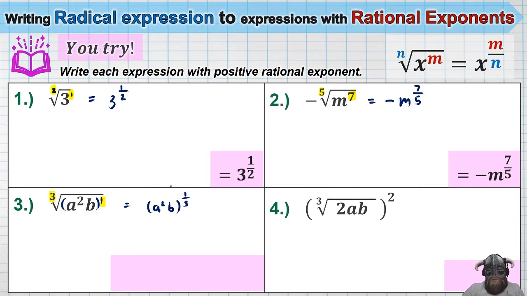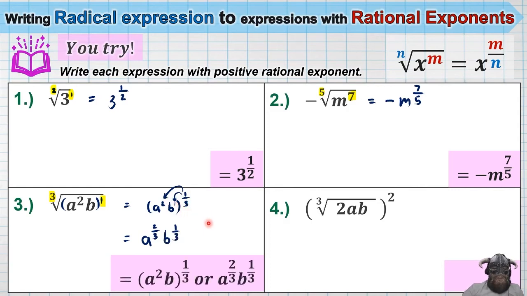Yan. From this answer, we could also have an answer wherein i-apply natin yung power of product rule. Distribute natin tong 1/3 times 2 and then 1/3 times 1 as the exponent of b. So we can also have an answer that will be equal to a raised to 2 over 3. That's 1/3 times 2. And then b raised to 1/3. That's 1/3 times 1. Yan. So, yan yung dalawang possible answer natin.